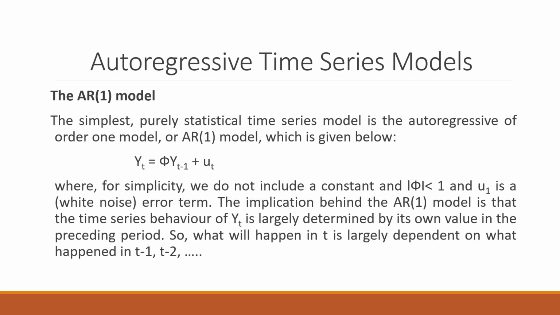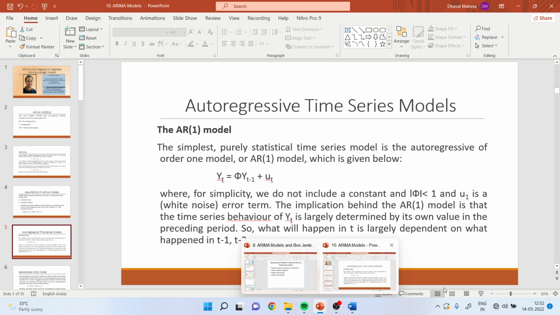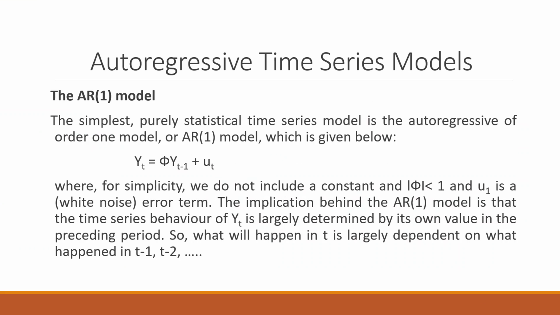Auto-regressive time series model: if I talk about a pure AR(1) process, yt is only dependent on one past value, that is yt minus 1. So yt is equal to phi yt minus 1. In my previous videos, we have already discussed this phi function. For simplicity, we do not include a constant in the model, and we know that the absolute phi value should be less than 1, then only we can create the model. And ut is a white noise error term.